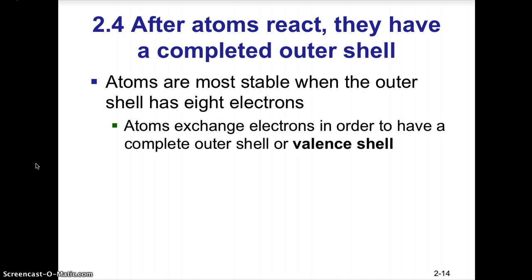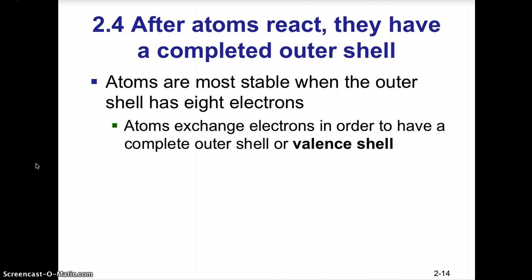So ultimately what atoms are trying to do is to become stable, and they become stable when they have a full outer shell of electrons. That means they have a full outer shell of 8 electrons, as seen in the group 8 elements, the noble gases, or what we refer to as the inert, non-reactive gases. Atoms exchange electrons in order to have a complete outer shell or valence shell. So that outermost shell is called the valence shell, and those outermost electrons are going to be the valence electrons.